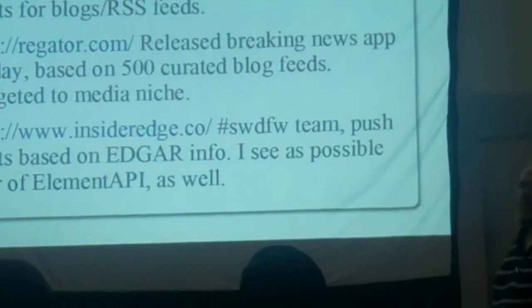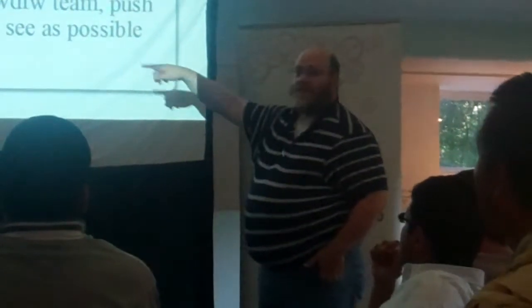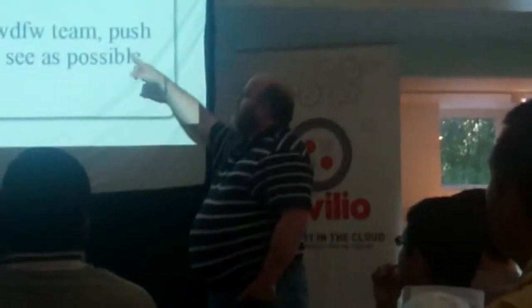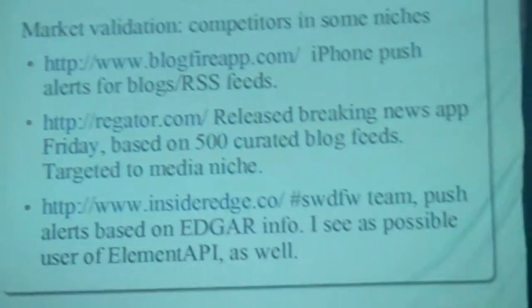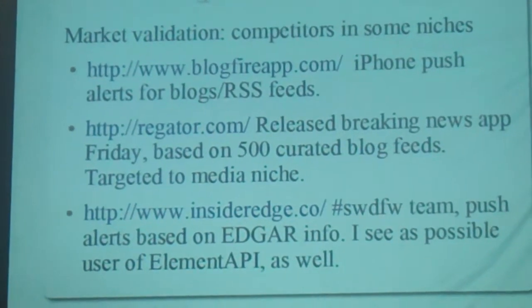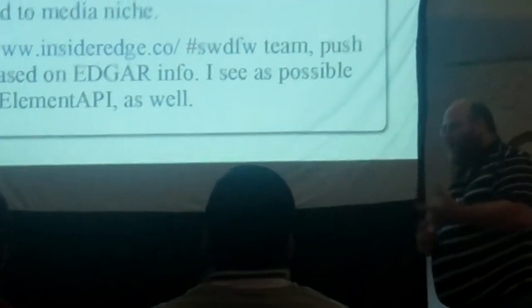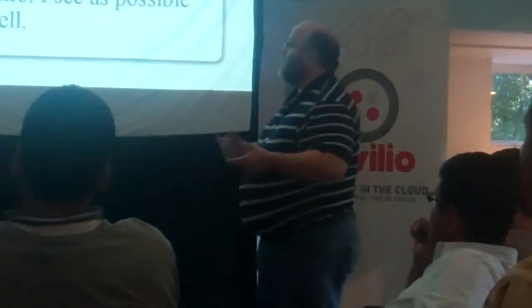We already have some competitors in some niches. You saw at least one of them presented tonight in Sacramento. Regator.com released a breaking news feed based on Adobe Air on Friday. Most of them, as you see, though, are based on fairly narrow niches. We want to combine not only blogs and news websites, but also social media into it, as well as make it relevant by location. Next slide.